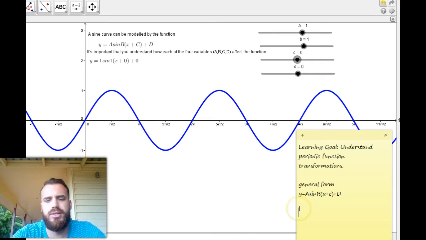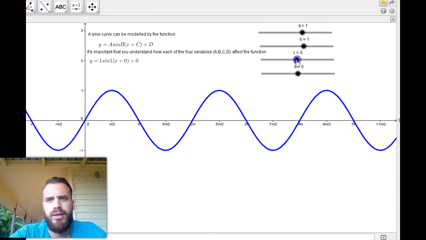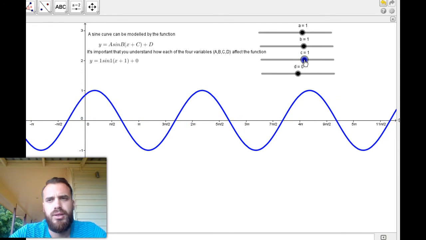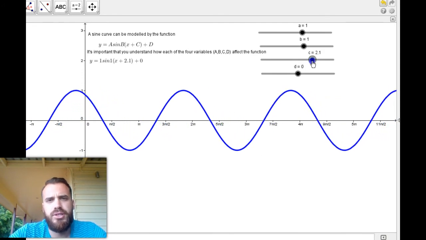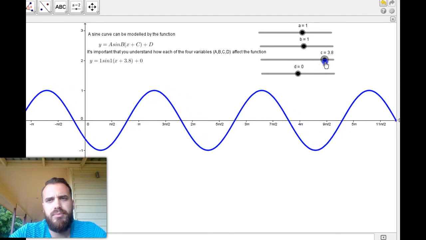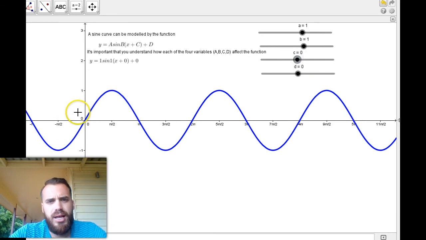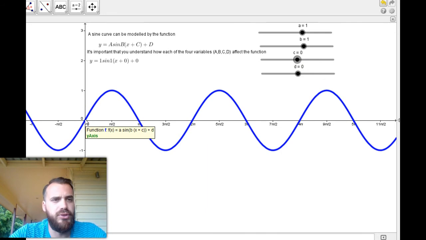Okay, let's look at our c value first of all. As we move this c value, make sure you take a close look at what happens here. I'm going to first move our c value in the positive direction. Now you can see something a little bit unexpected happens here. As we increase our c value, the function actually shifts to the left.